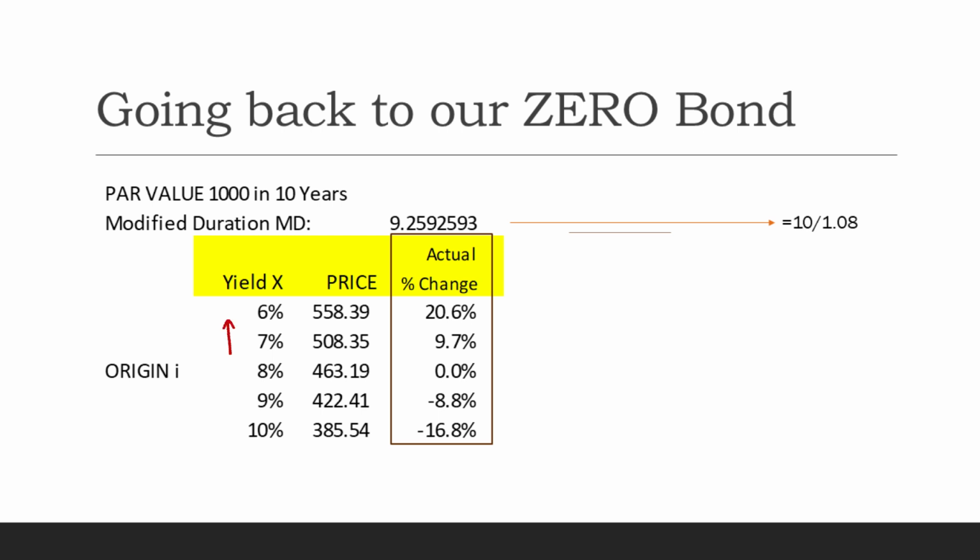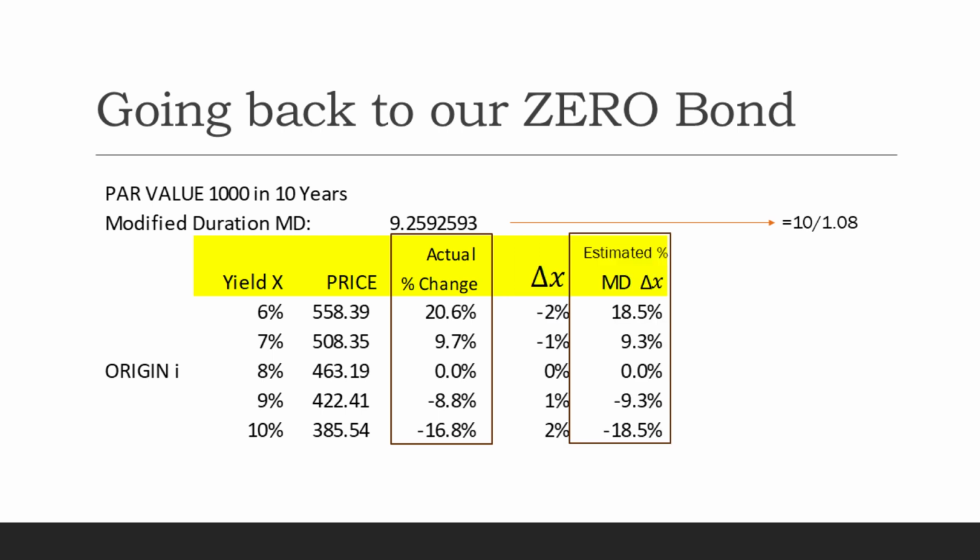So interest rates are coming down from 8% to 6%, and therefore prices will go up by 20.6%. And vice versa, if interest rates are going up, you'll notice that prices are coming down, and the actual change over here would be negative 16.8% for a 2 percentage point increase in interest rates. So it's going to be 385.54 all over 463.19 minus 1, which gives you your negative 16.8.